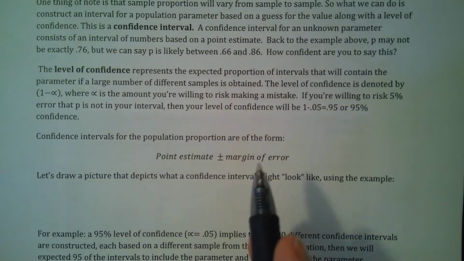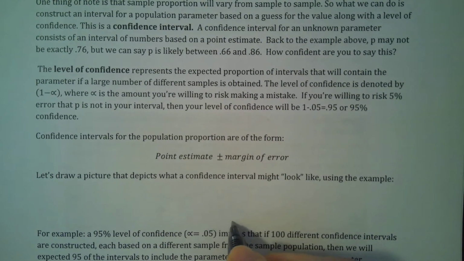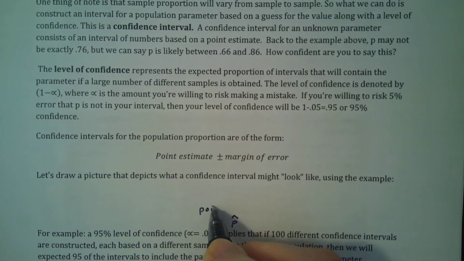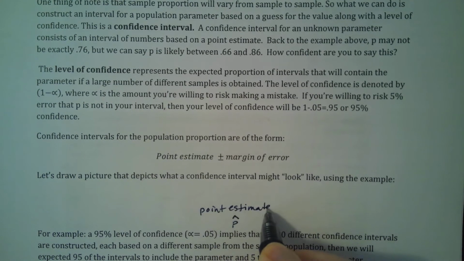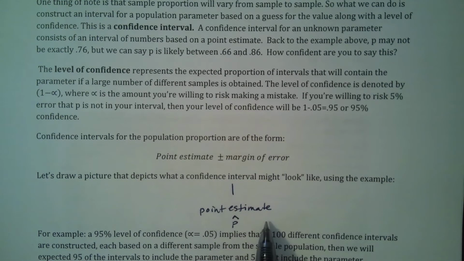So let's say for the previous example, we get a point estimate, which we'll call for this example P hat, and that will be our point estimate. Again, this point estimate is coming from a sample. A sample is something realistically we can go out and obtain. This is what we call our best guess.